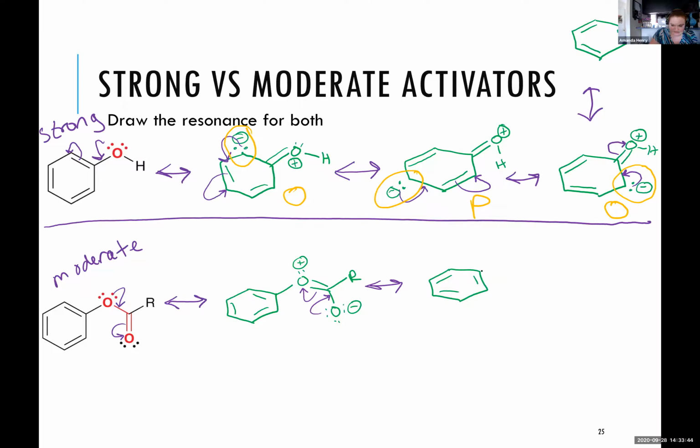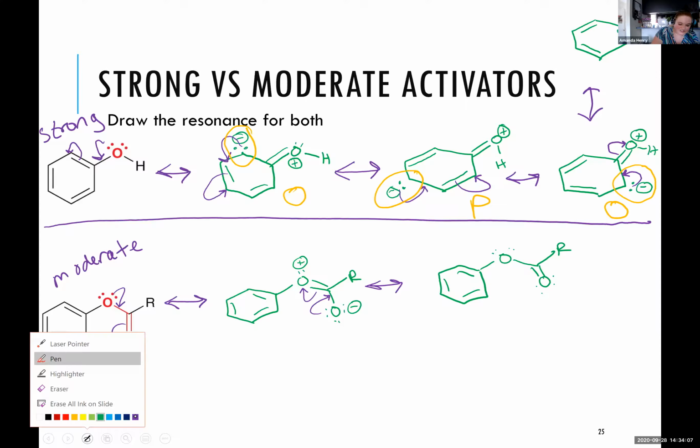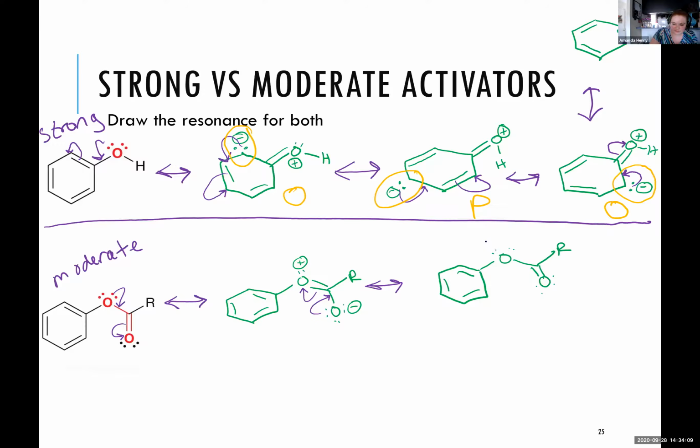So what I'm drawing right now does not count as a different resonance contributor because it is exactly the same as the first one. Let me make it exactly the same. My pi bonds are not in the exact same spot. There we go. All right. The rest of this is actually going to look exactly like the one above. We're just going to go from that oxygen onto that carbon.